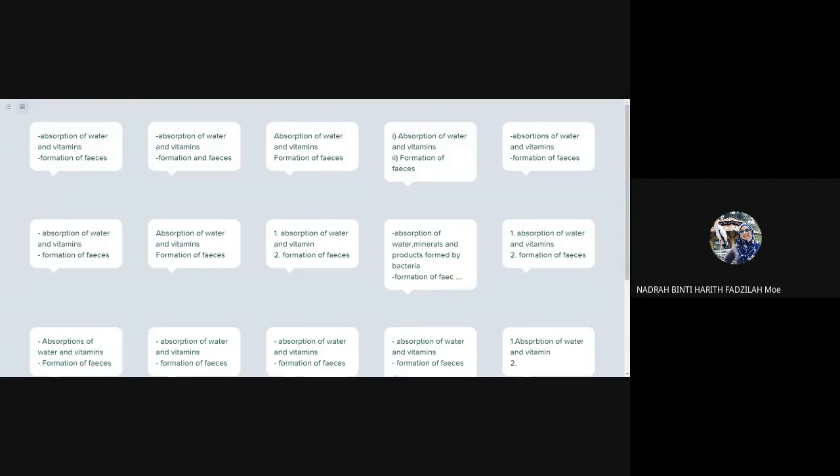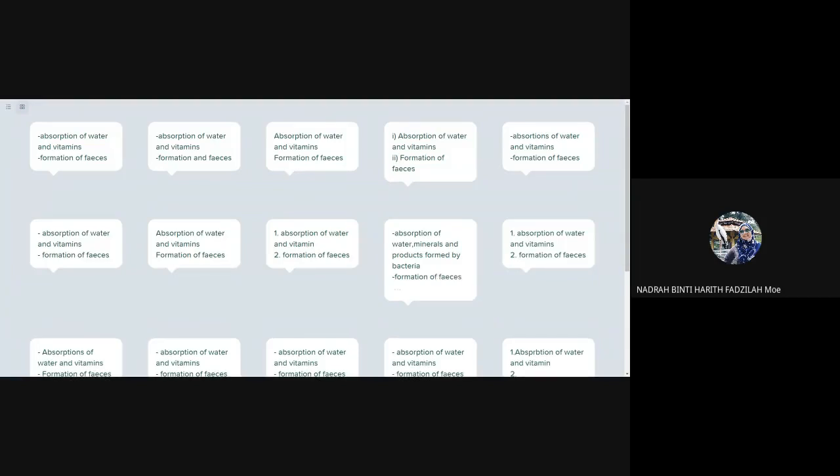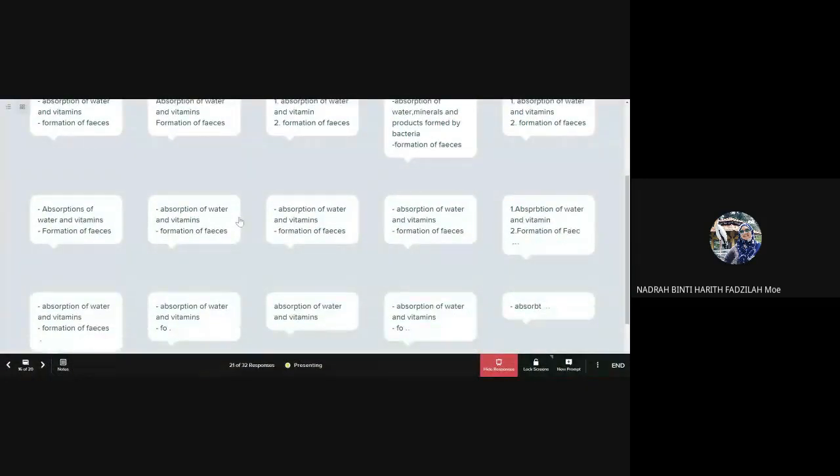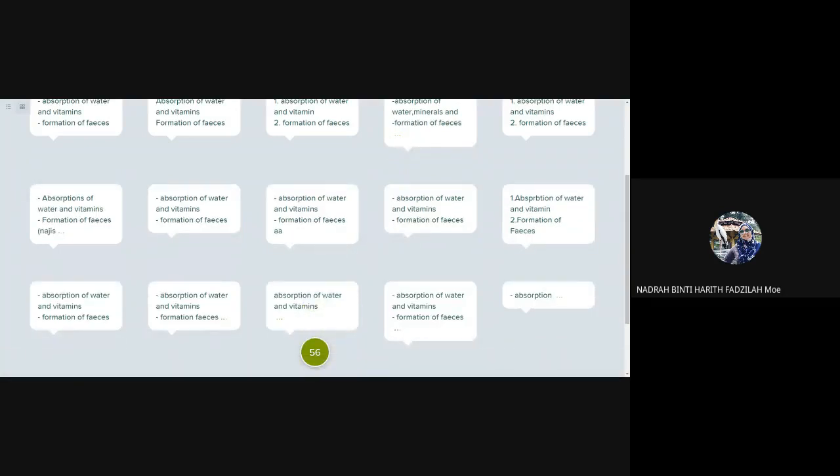Okay, and then the next function is the formation of feces. Feces tu apa? Najis lah, tahi lah. Okay, formation of feces. Those are the two functions of large intestine atau nama lain dia colon.